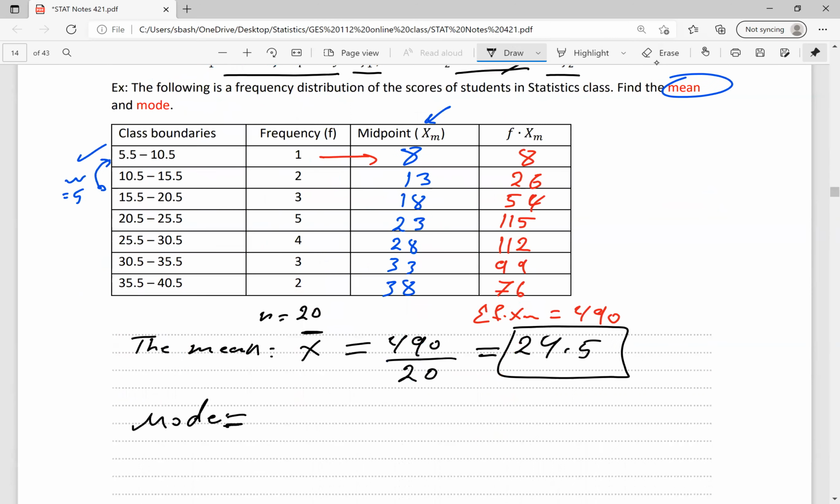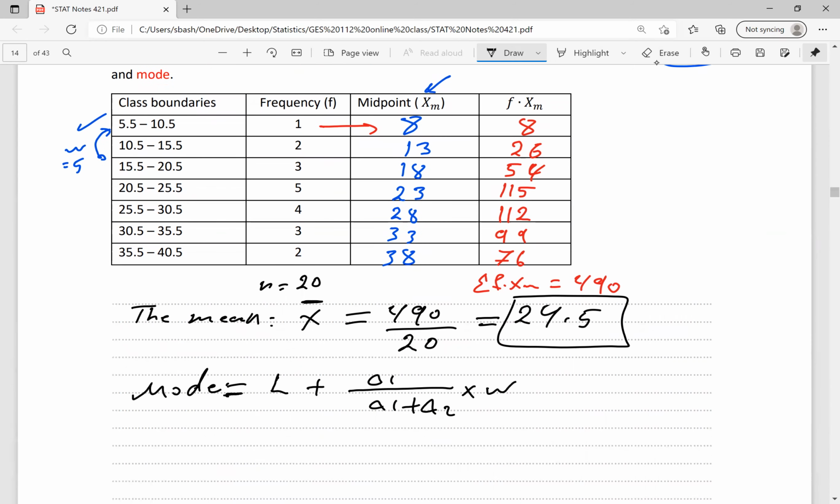For the mode, I'm going to just focus on the class boundaries and frequencies. Again, it is L plus delta 1 divided by delta 1 plus delta 2 multiplied by omega. Now delta 1, or you see the modal classes. Modal class means the class with the highest frequency. See, the highest frequency is equal to 5. We are looking for the highest frequency, which is equal to 5.